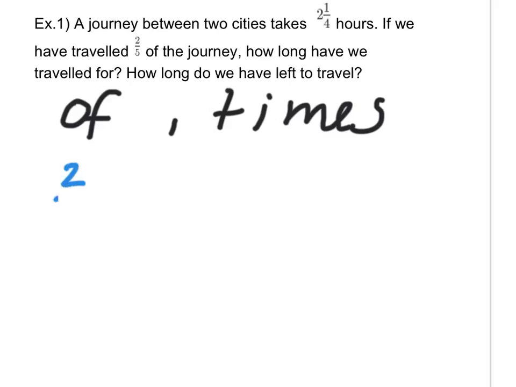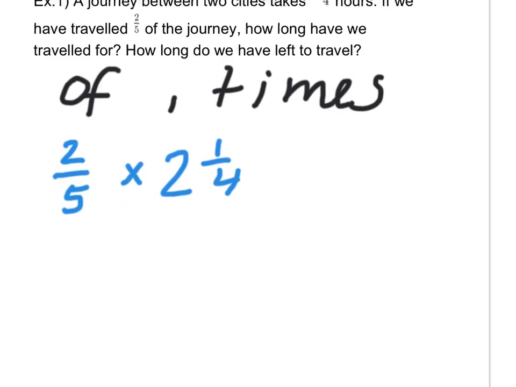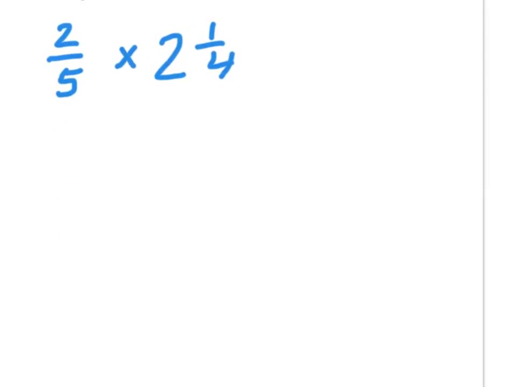So it's 2/5 times 2¼. Okay? So we've gone 2/5 of the journey. We'll remember from before that 2/5 stays as it is, but we have to change 2¼ to a mixed number. 4 times 2 is 8 and 1 is 9, so it's 9/4. Okay?